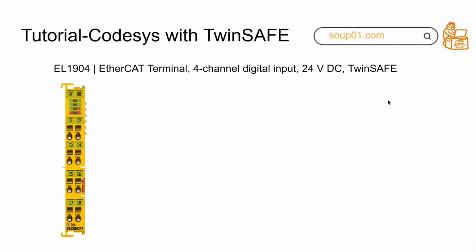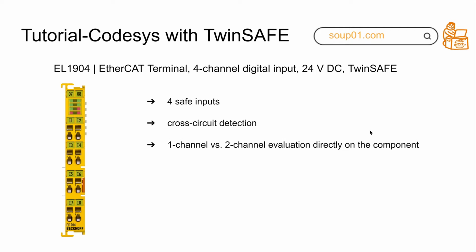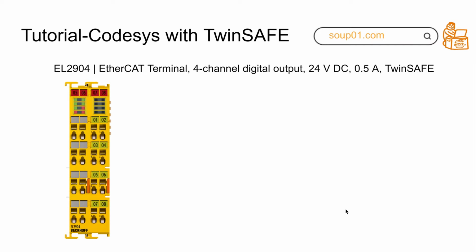And this one is EL1904, an EtherCAT terminal, 4-channel digital input with TwinSAFE. So you have 4 safety inputs. You have cross circuit detection, 1-channel and 2-channel validation directly on the components, and testing of the channels can be activated. So here is the other terminal they are using in this video.